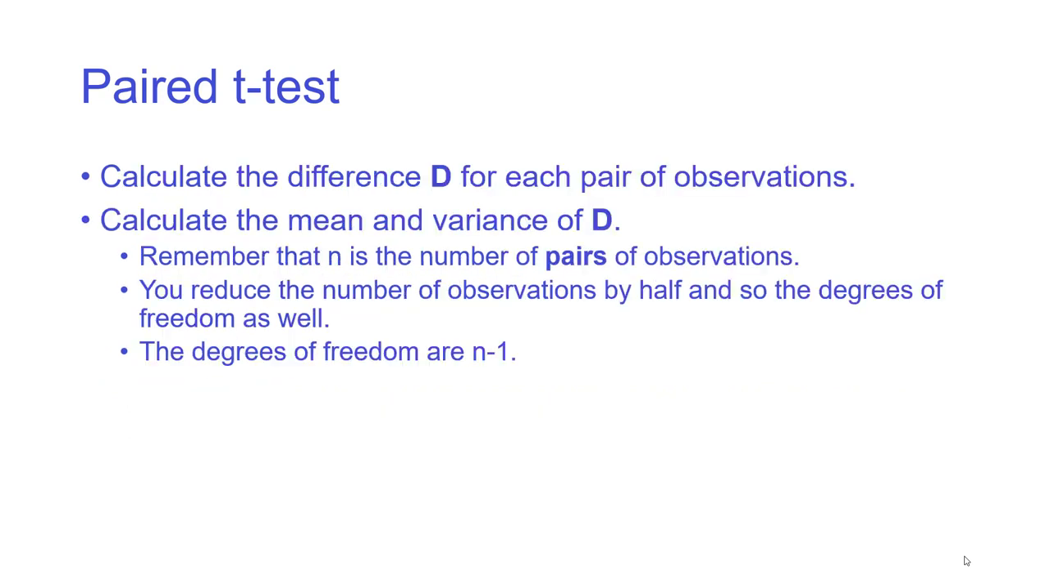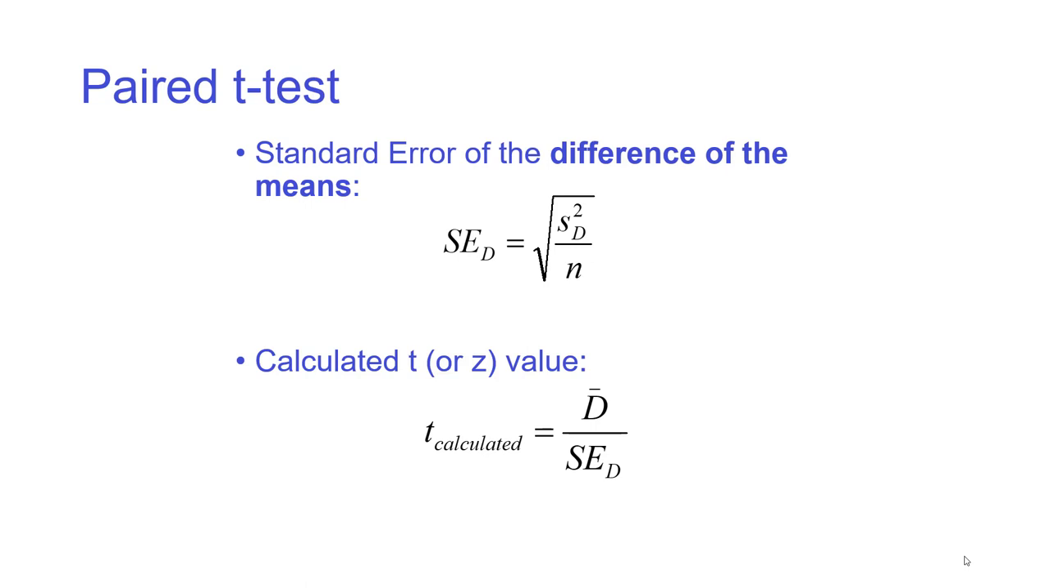So you calculate the difference d for each pair of observations, calculate the mean difference and the variance of the difference. Remember that n is the number of pairs of observations, not the total number of observations, and the degrees of freedom will be n minus 1, and then you put it into this formula. So the standard error for the difference of the means is the square root of the variance, or the standard deviation squared, of the difference, divided by n, the number of pairs you have, and the t statistic, the calculated t value for a paired t-test, is the mean difference divided by the standard error of the difference.